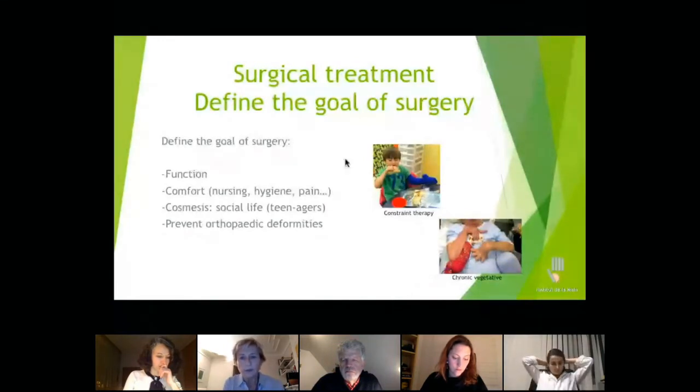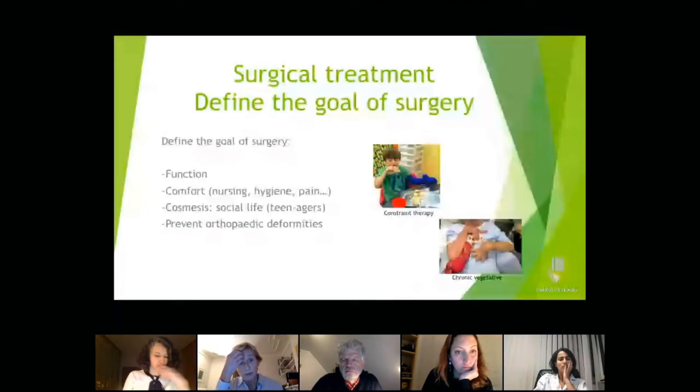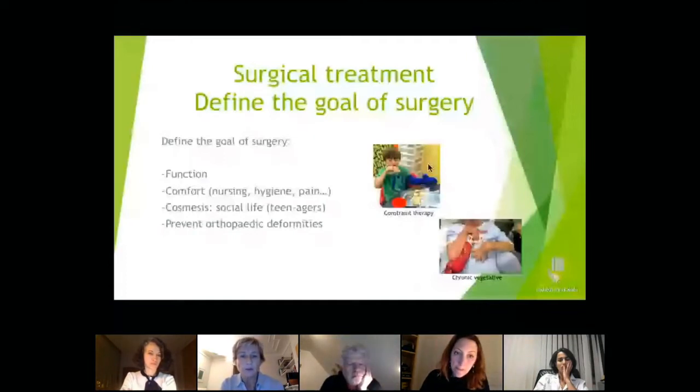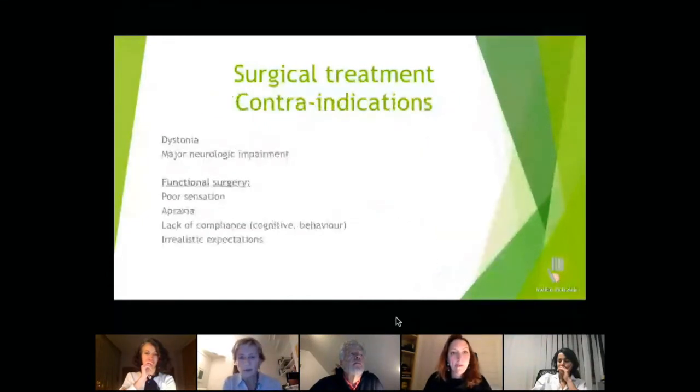Just a few words before entering into each of the different surgical times. Defining the goal of surgeries, this has been already mentioned. It's extremely important to understand and to decide with the patient if we are going for function, and you see here a little child with CP learning how to use his spastic limb, or if it is purely comfort, and you see this chronic vegetative patient here is a totally different story. Sometimes it's only cosmesis, often in teenagers. Sometimes we want to prevent orthopedic deformities. Sometimes there are several goals, but this needs to be clearly stated and clearly understood by everyone.